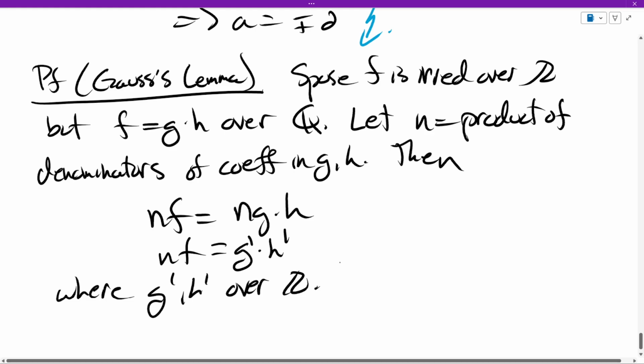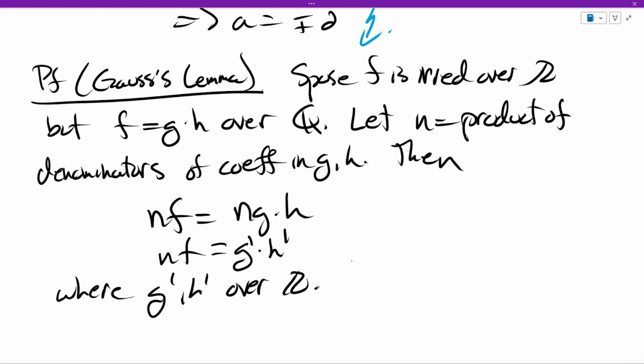Okay, so we haven't arrived at a contradiction yet, of course, because just because F is irreducible over Z, it doesn't mean that nF is necessarily irreducible. So what we need to do is cancel the n. We multiplied by the n, now we need to divide by the n. It would be silly to do that though, and we would just get G and H. So we're going to divide by the n carefully.